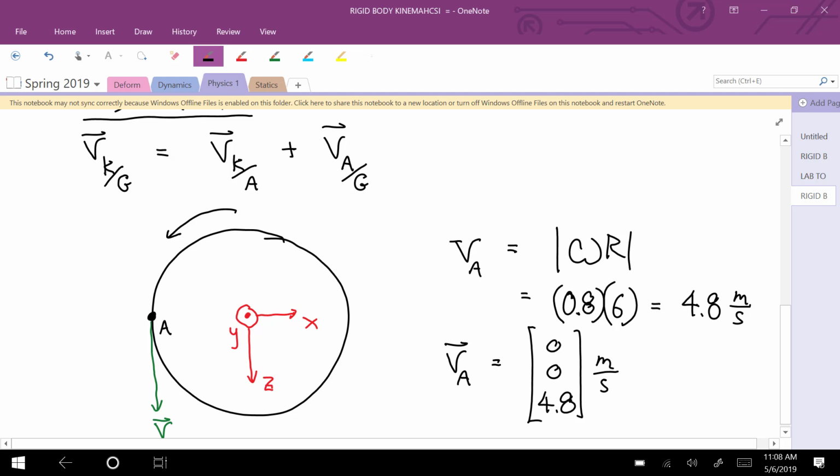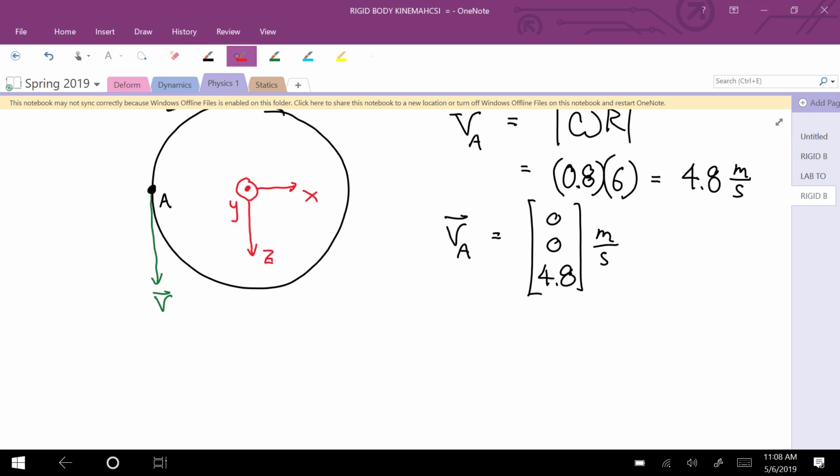So why is it 0, 0? Well, this problem has stuff going on in the x, y, and z directions. And so we're going to have 3 components for all our vectors. So that's 0 for x, 0 for y, and then 4.8 for z. Okay. And that's the velocity of A relative to the ground.